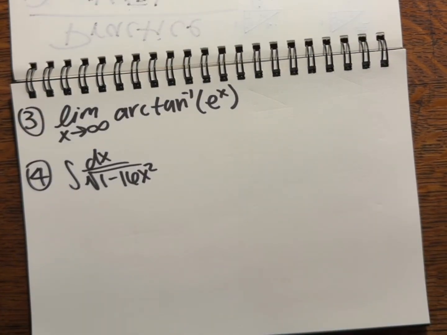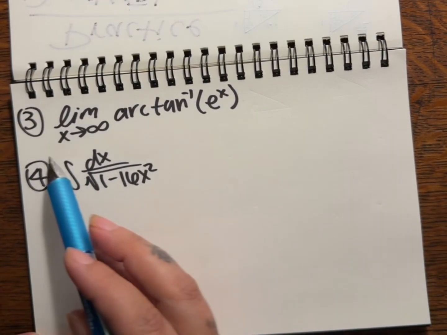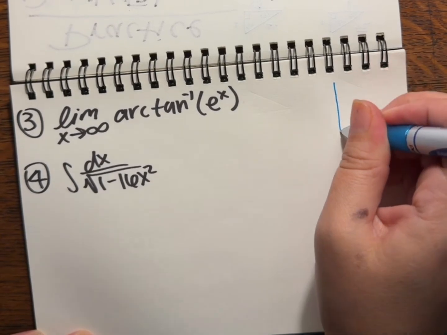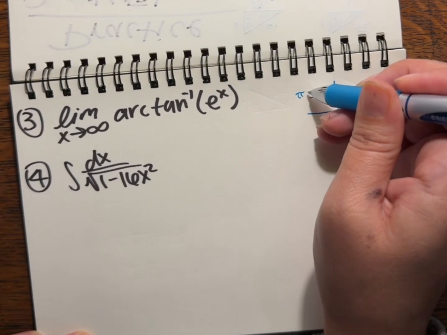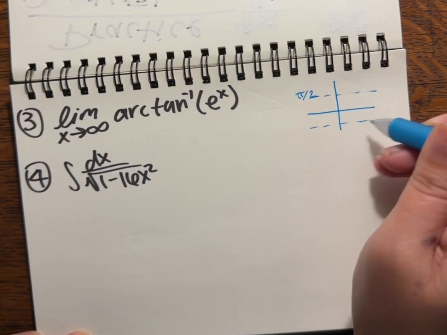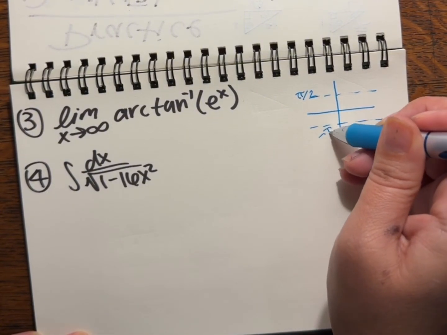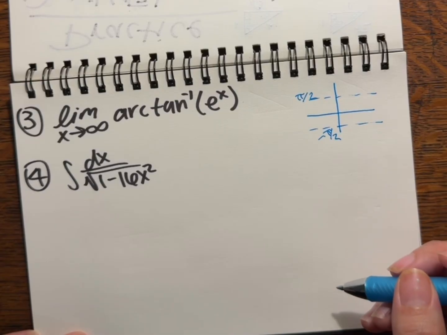Okay, now this problem here is asking us to find the limit. So I'm going to draw the graph of the inverse tan. If you remember, pi over 2 and negative pi over 2 are its asymptotes.